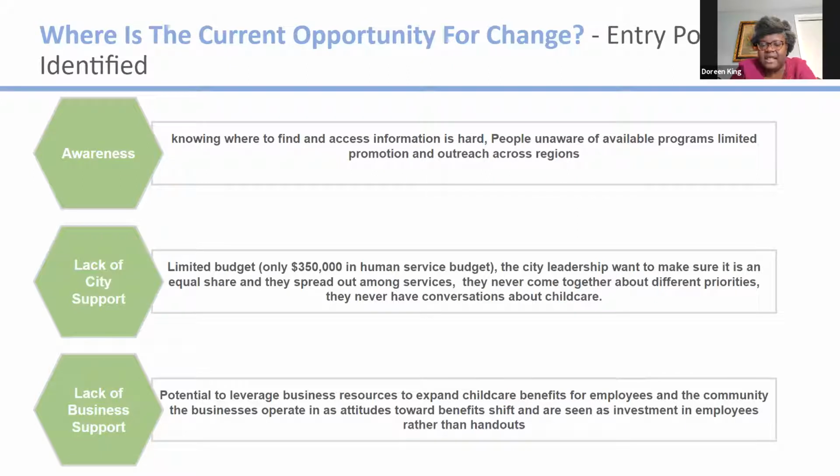And then lastly, the lack of business support. Like I said earlier, there's a huge opportunity for partnerships between council members, between government and public citizens, as well as private partnerships.